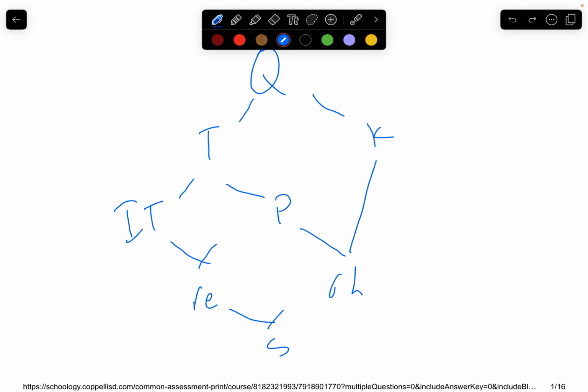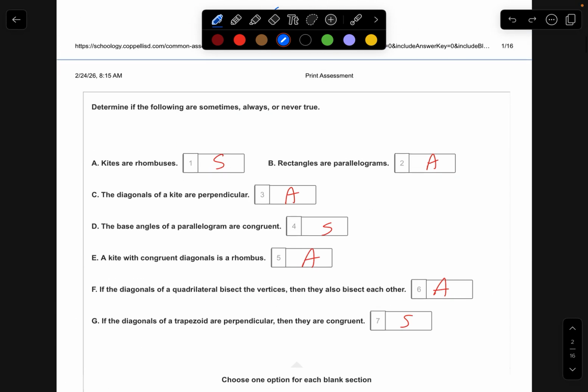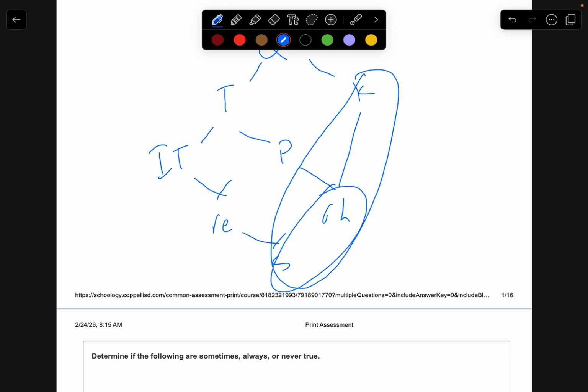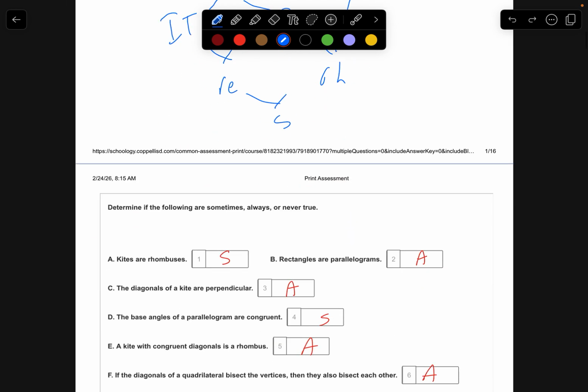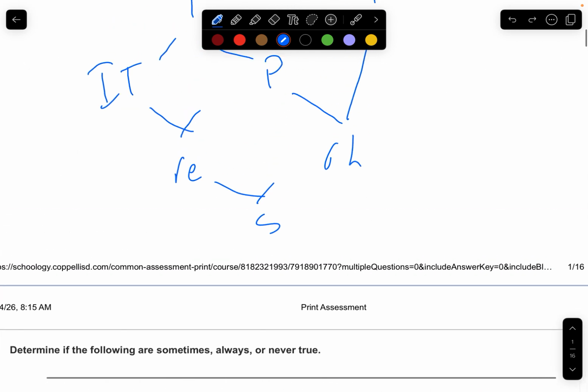I've seen people, as of today even, not drawing this line or not drawing that line. All of these are interconnected. They all flow into each other. So kites are rhombuses. Here are my kites. Here are my rhombuses. I have a kite that is not a rhombus. So can a kite be a rhombus? Yes. Does it have to? No. That is sometimes.